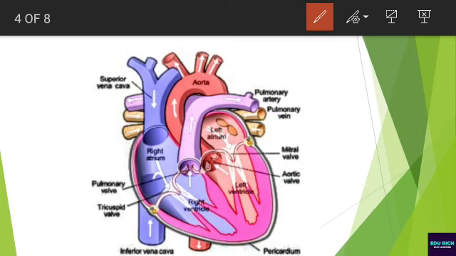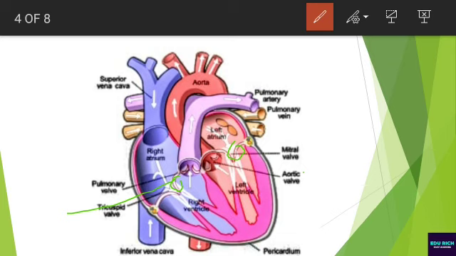Cardiac valves are the openings between the atria and the ventricles. The opening between the right atrium and right ventricle has three leaflets or cusps, so this is called the tricuspid valve. Coming to the left side, the opening between the left atrium and the left ventricle has two leaflets, so it is called the bicuspid valve or mitral valve. So the right side of the heart has the tricuspid valve and the left side has the mitral valve.